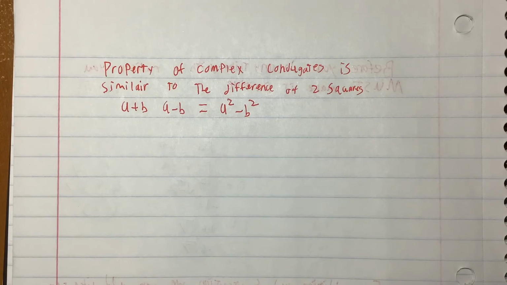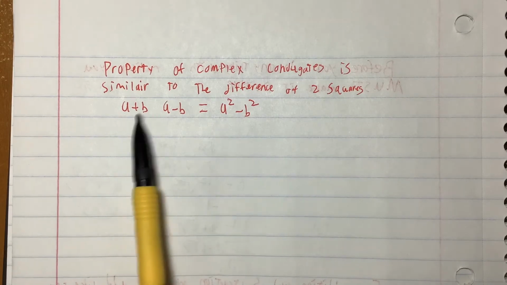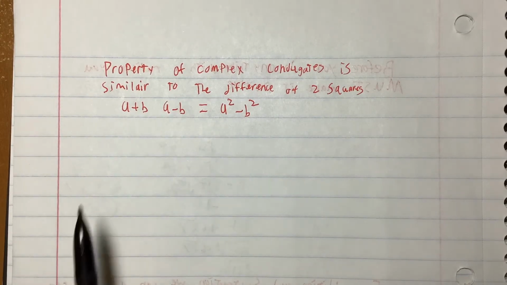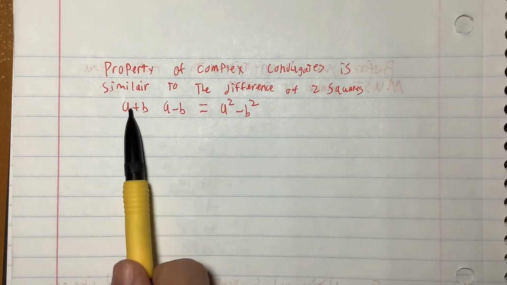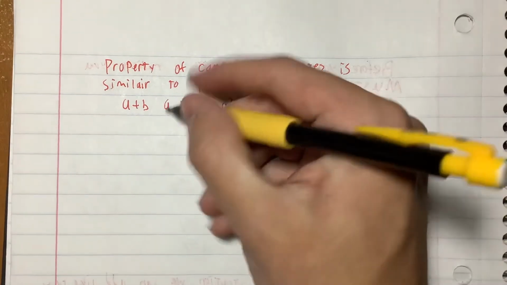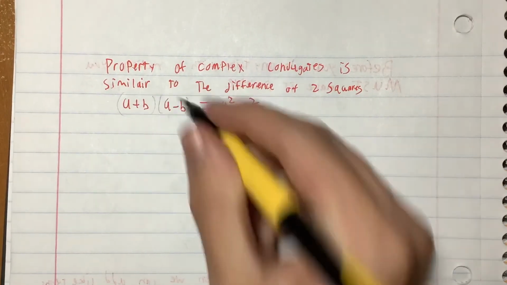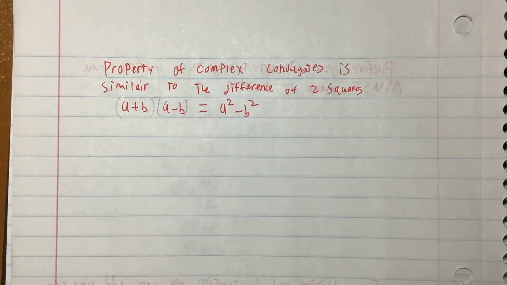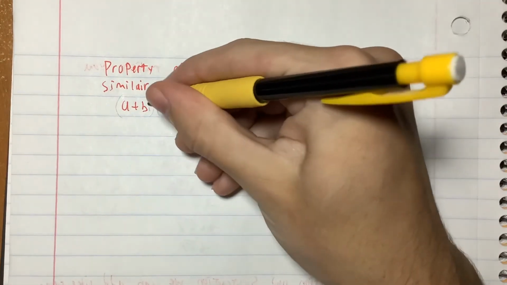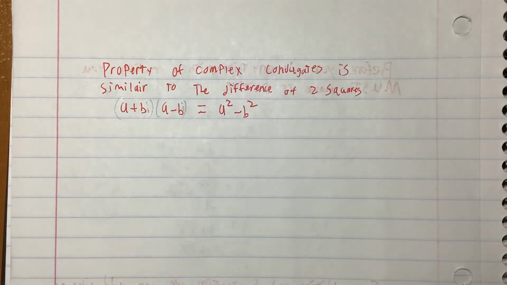Now, when multiplying these complex numbers, we may run into conjugates. A conjugate will just have a different sign in the middle, and the property of complex conjugates is very similar to the difference of two squares, which will be represented right here. So if these were multiplied by each other, a plus b times a minus b would equal a squared minus b squared. Now the same can be said for our complex numbers, except we will have an i as a part of our b as well.